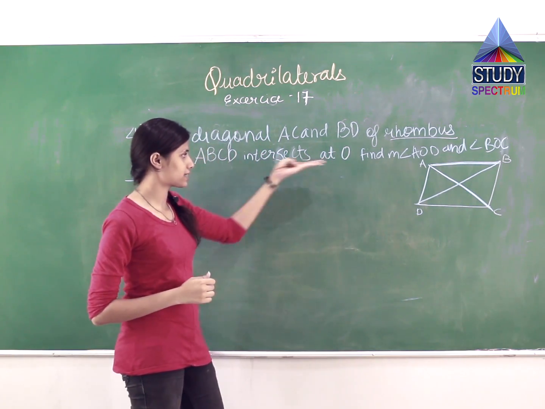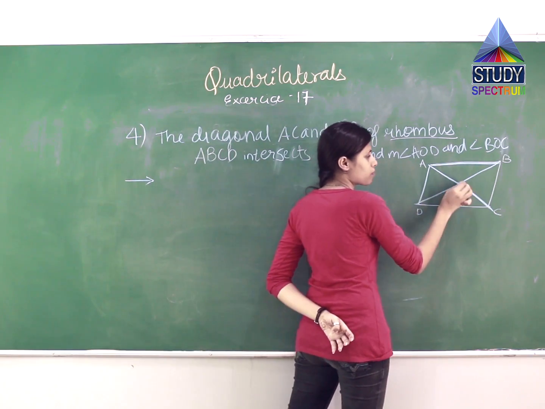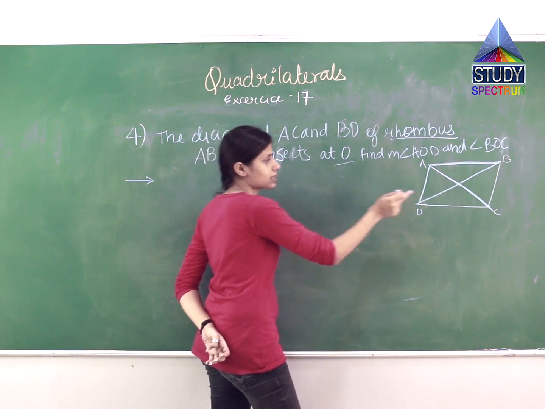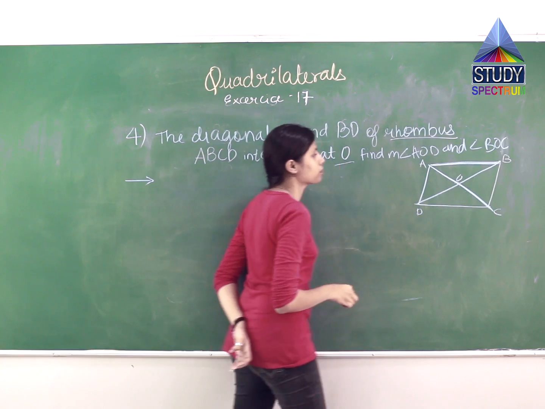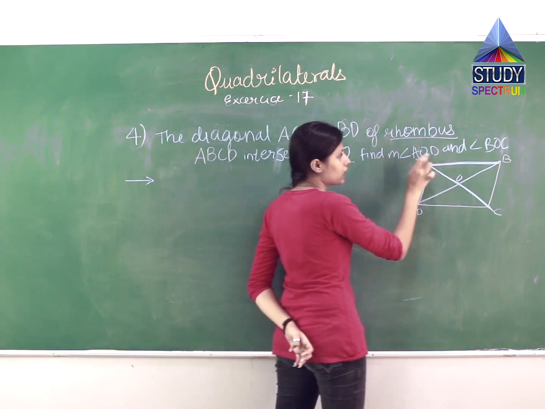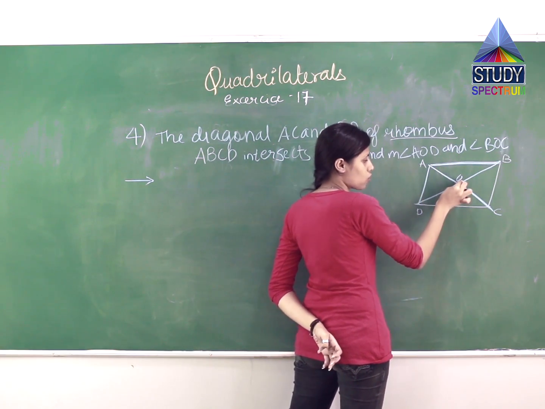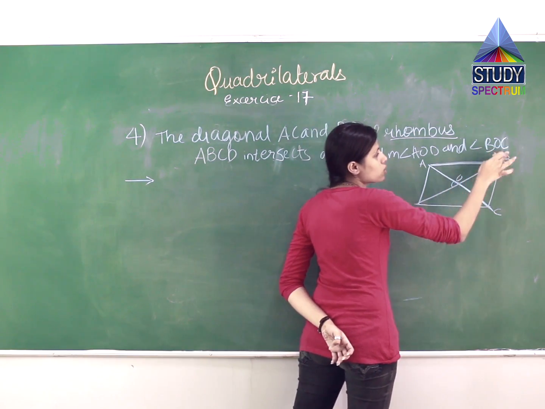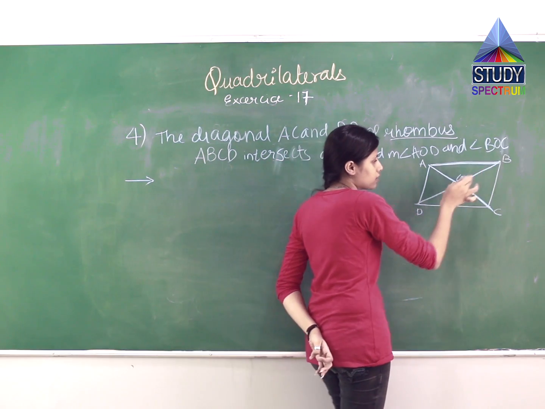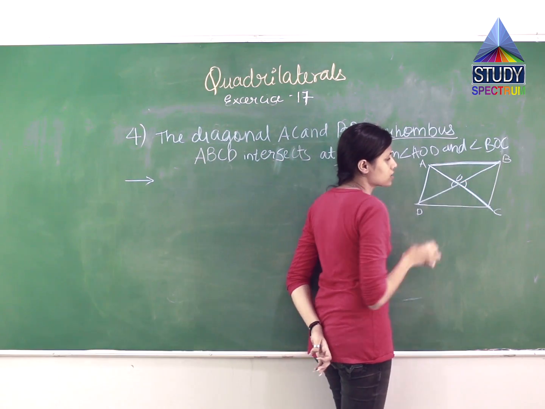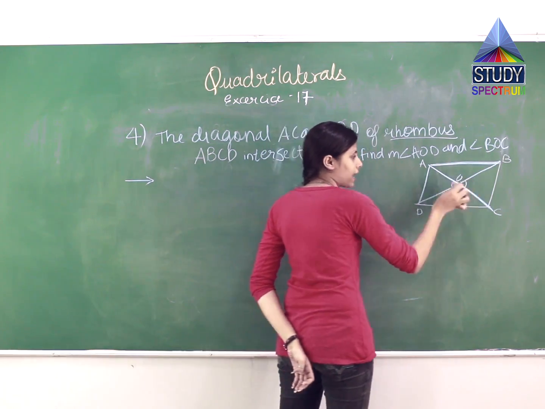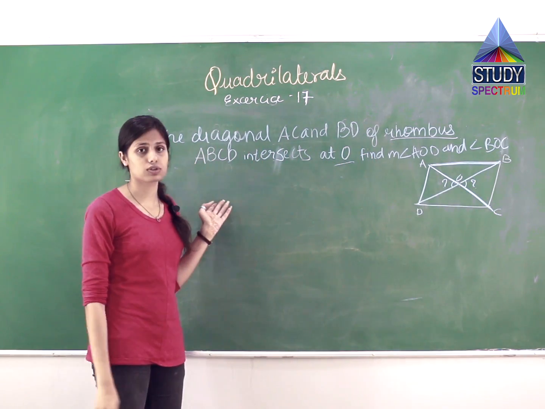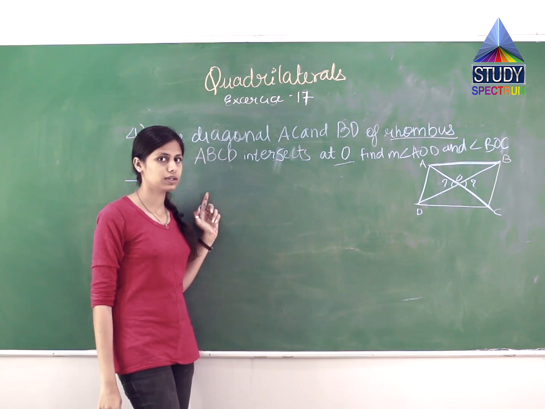Both diagonals intersect at a point. What is the name of this point? This is the point where both the diagonals intersect. So they are calling this point O. And they are asking you to find angle AOD. This is A, this is O, and this is D. So they are asking you to find this and angle BOC. Where is B? This is B, this is O, and this is C. They are asking you to find both these angles, and no other information is given in the question. So how to go about it?